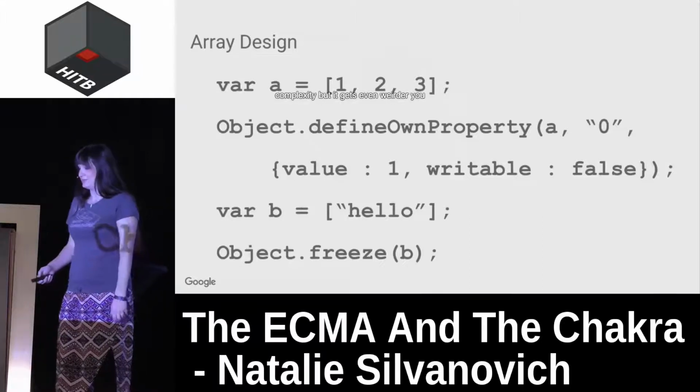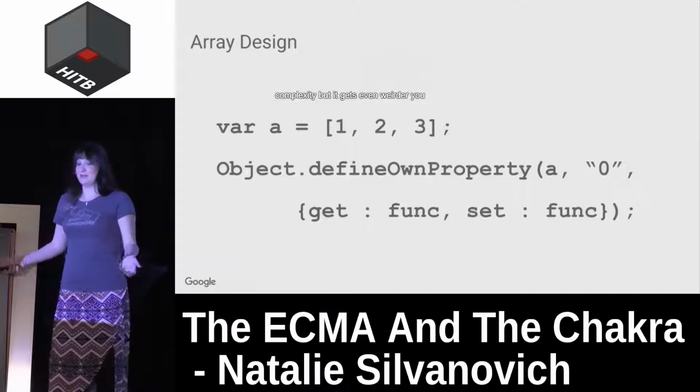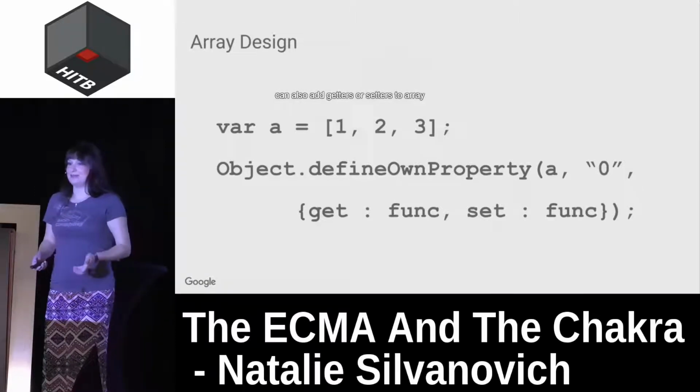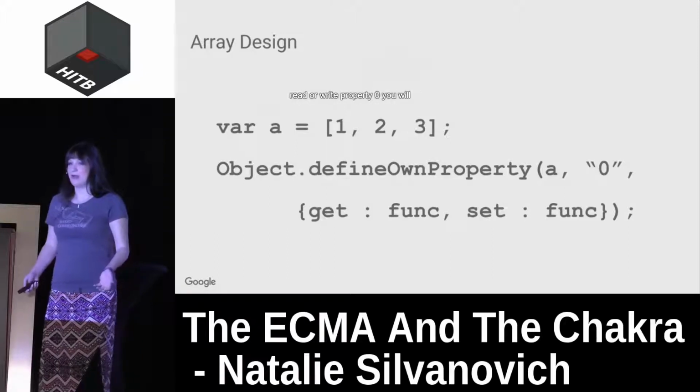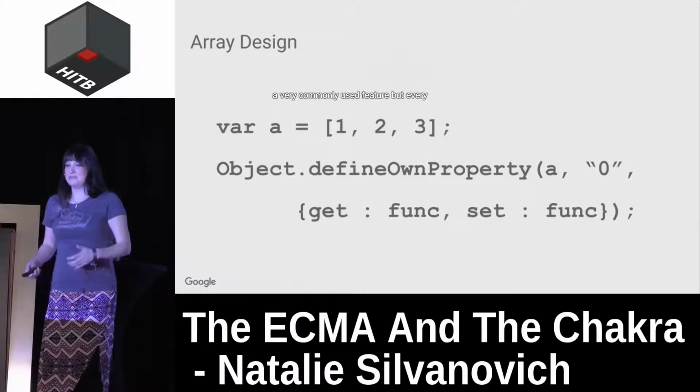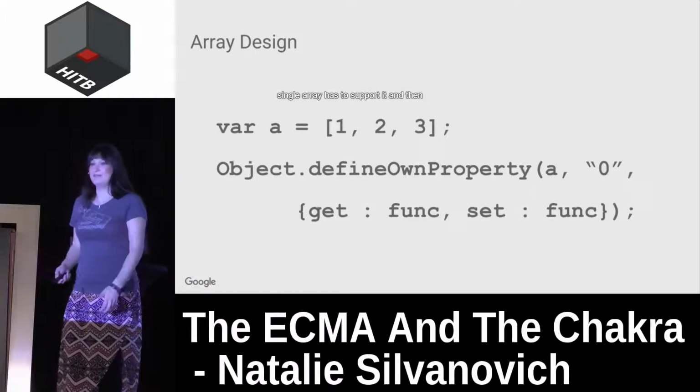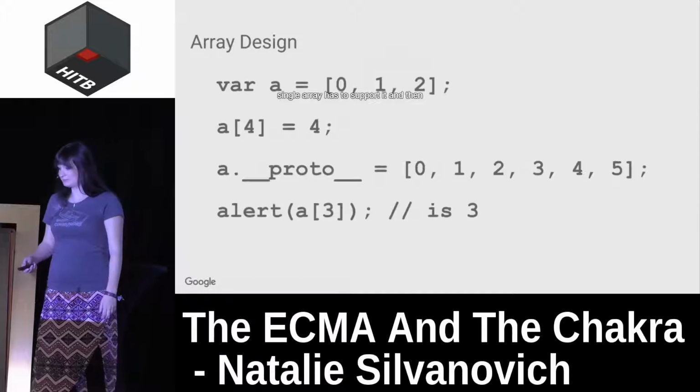So that's another complexity. But it gets even weirder. You can also add getters or setters to array indexes. So this array, when you try to read or write property 0, you will execute code, and for example, if it's a getter, that code will return what you get back from the array. So I don't think this is a very commonly used feature, but every single array has to support it.